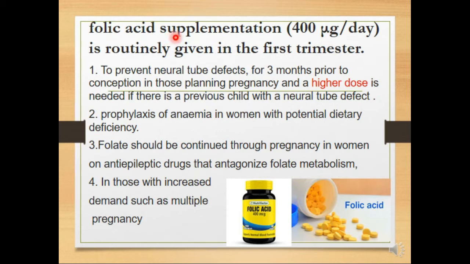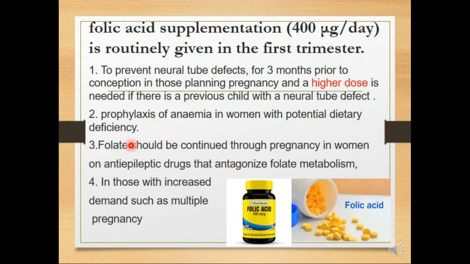Folic acid supplementation of 400 micrograms per day is routinely given in the first trimester to prevent neural tube defect, and for 3 months prior to conception in women who are planning for pregnancy. A higher dose is needed if there is a previous child with a neural tube defect. It is also given as prophylaxis of anemia in women with potential dietary deficiency.